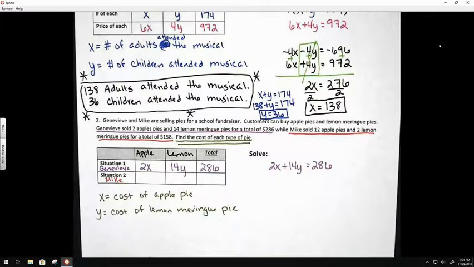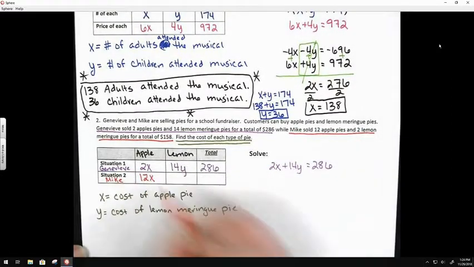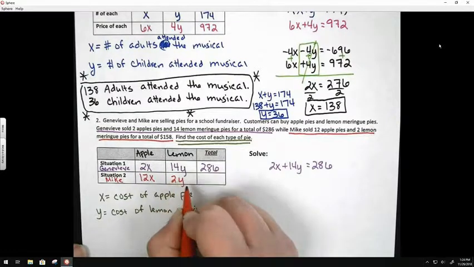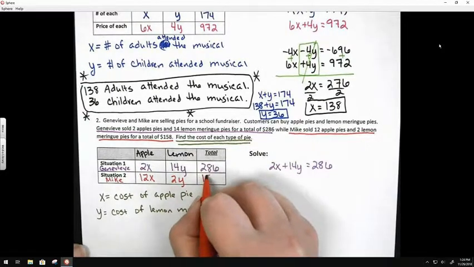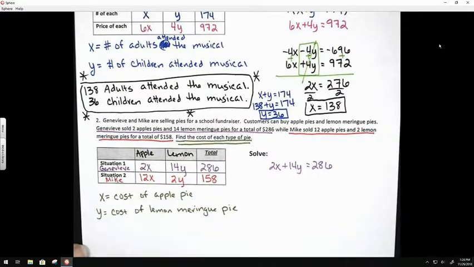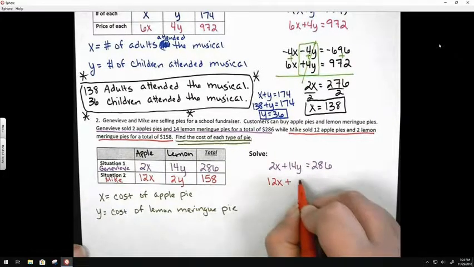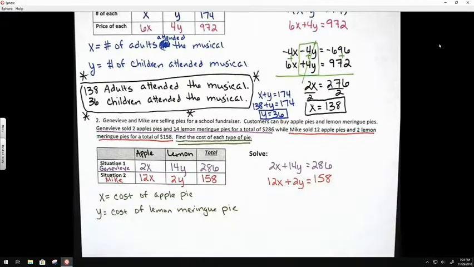Then let's look at Mike's situation. Well, Mike sold 12 apple pies, and each of them cost X dollars. And then he sold 2 lemon meringue pies, which each cost Y dollars, and he made a total of $158. So Mike's equation is 12X plus 2Y equals 158. And those are my two equations that I have to deal with now. Now I have to solve this system.